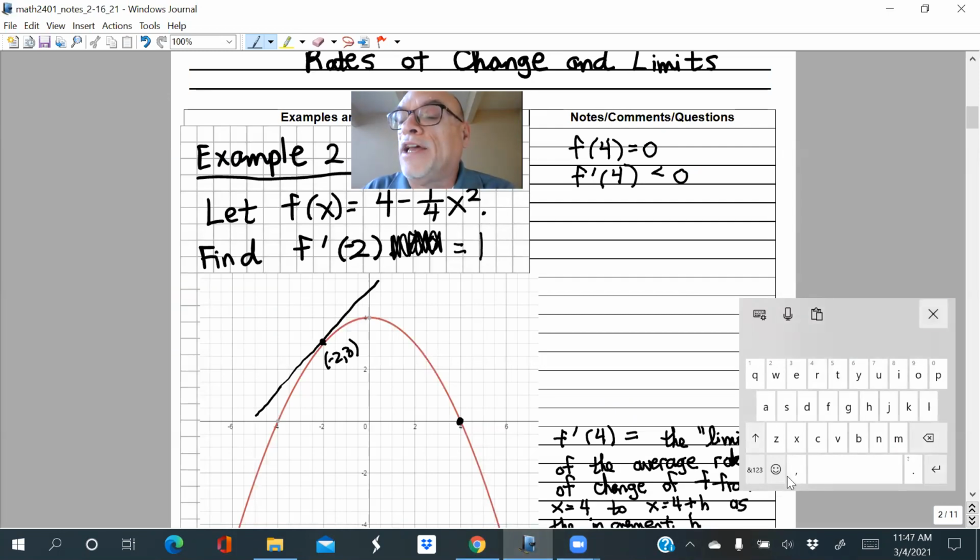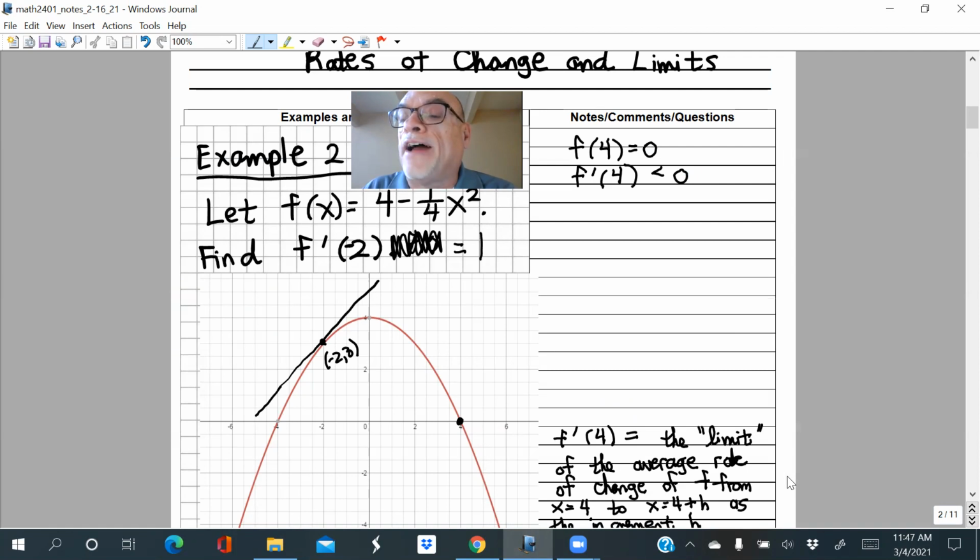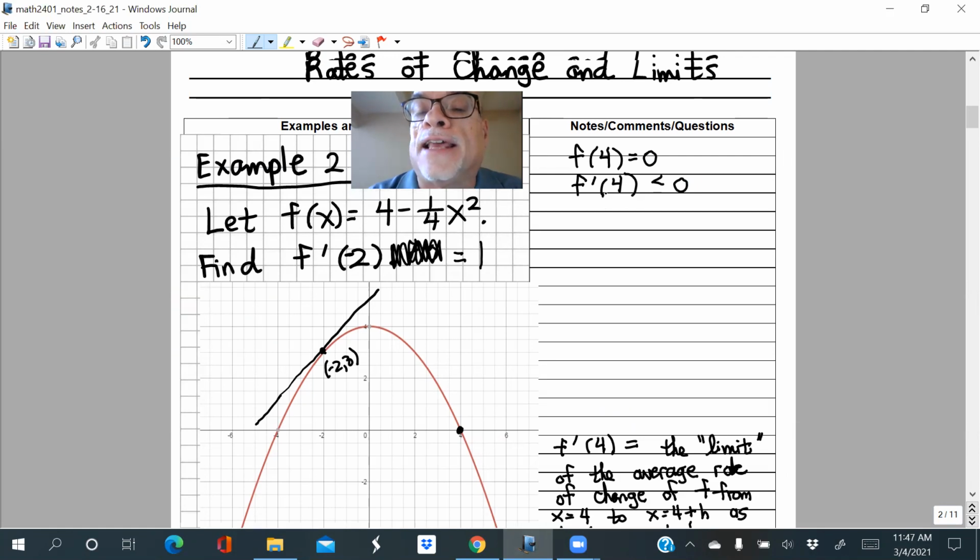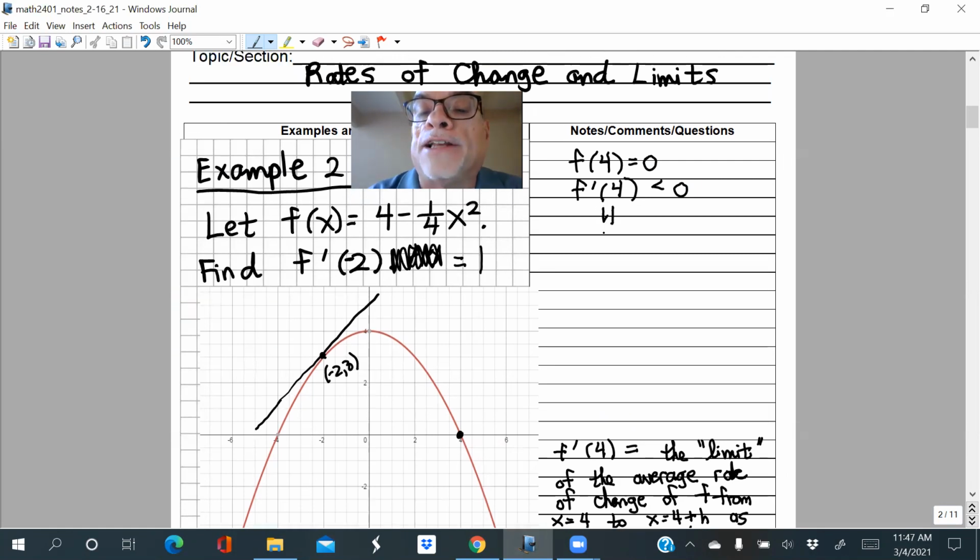Ooh, nice. Okay. So now I think I've answered the question exactly. Not only do I know that f prime of 4 is less than 0, I actually think it is exactly -2, which is certainly a number less than 0, right? Okay. So there is my calculation for the instantaneous rate of change at 4.